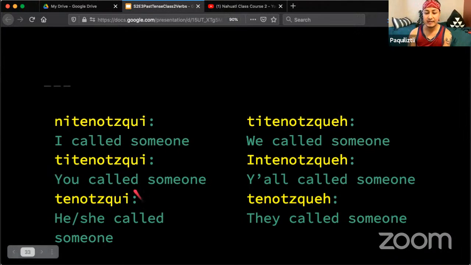And yeah, these words can all be translated slightly different depending on what you mean and in what context. So even though I wrote I called someone, it could mean I called people. So it depends who you're talking about. Here this Tenotski, it could mean he or she called someone, he or she called people, etc. So there's multiple translations. And generally there's no confusion because you know what you're talking about.